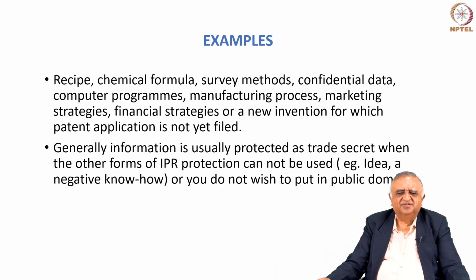Let us take the examples. It may be a recipe, a chemical formula, survey methods, confidential data, computer programs, manufacturing process, marketing strategies, financial strategies, or new inventions for which a patent application is yet to be filed. Generally, information will be protected as a trade secret where other forms of IPR cannot be used. For example, when you have an idea, a negative know-how, or you do not wish to put it in the public domain, you want to keep it to yourself, then it becomes a trade secret.